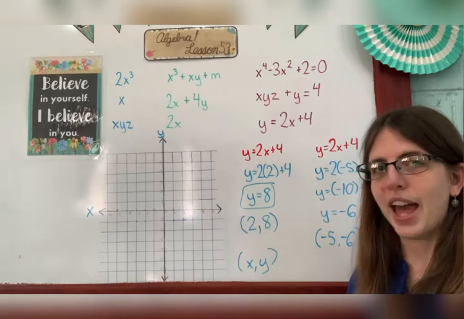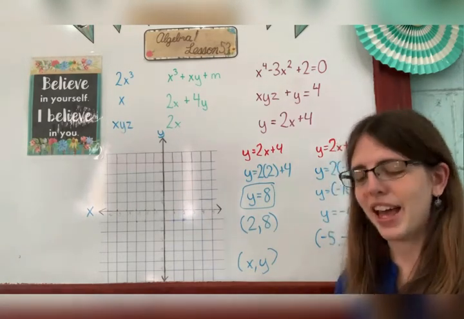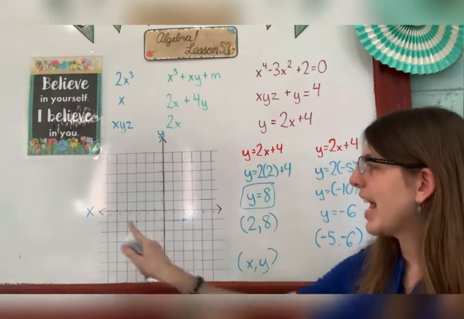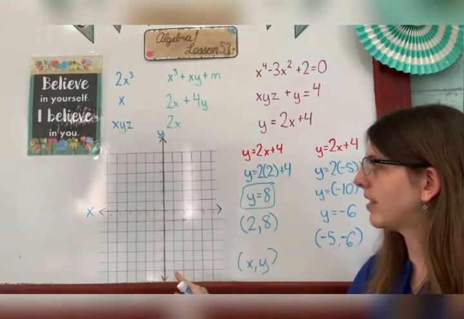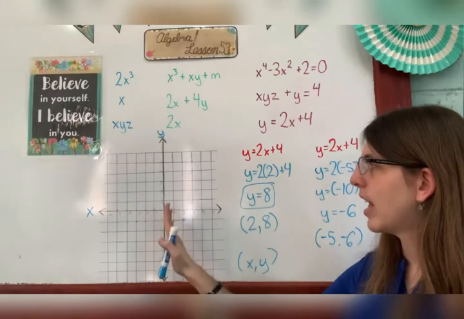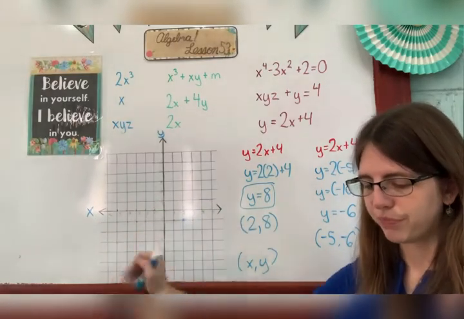Okay, so let me back up to x. Sorry, you might be getting confused. So x is always the first number. It shows the distance right or left of this vertical axis. So right would be positive numbers, left would be negative numbers. Okay, so right or left.